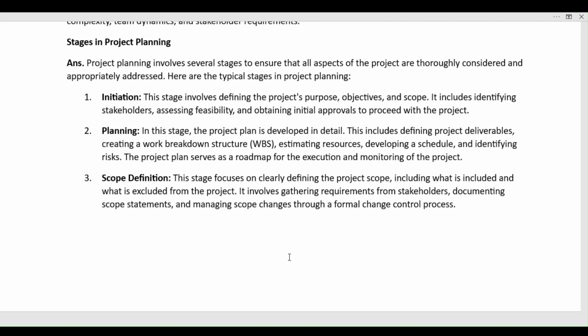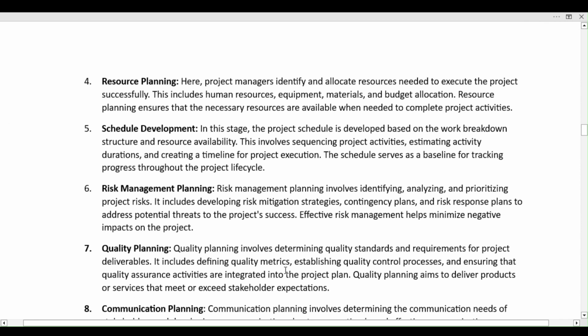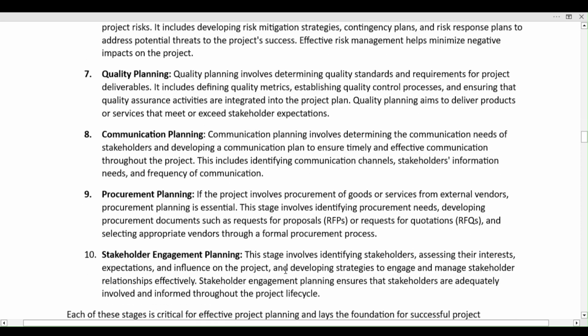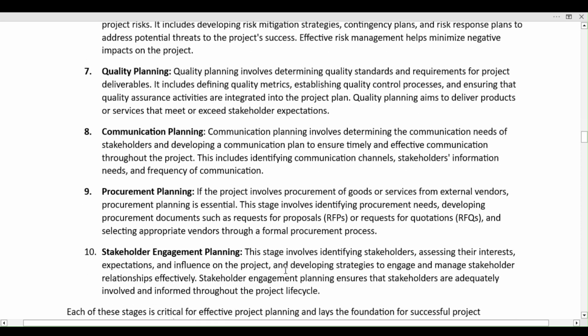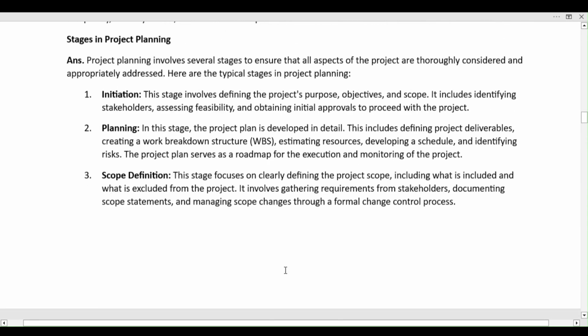So project planning involves several stages to ensure all aspects of the project are thoroughly considered and appropriately addressed. So here are the typical stages in project planning. First one is initiation. Next one is planning. Next one is scope definition. Another one is resource planning, schedule development, risk management planning, quality planning, communication planning, procurement planning, stakeholder engagement planning. Yep. So let's go one by one.